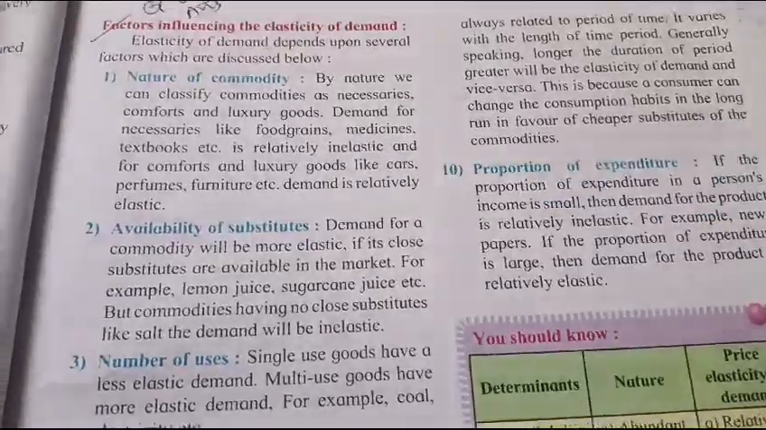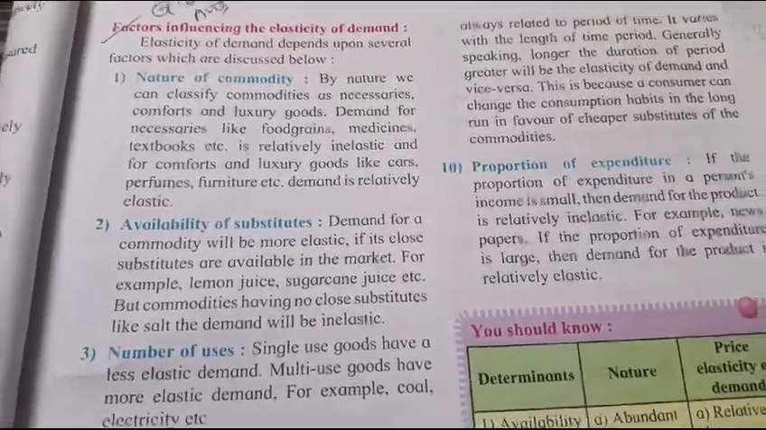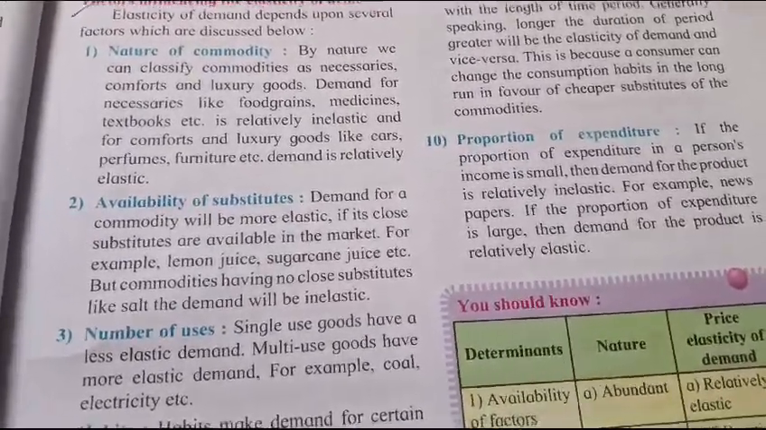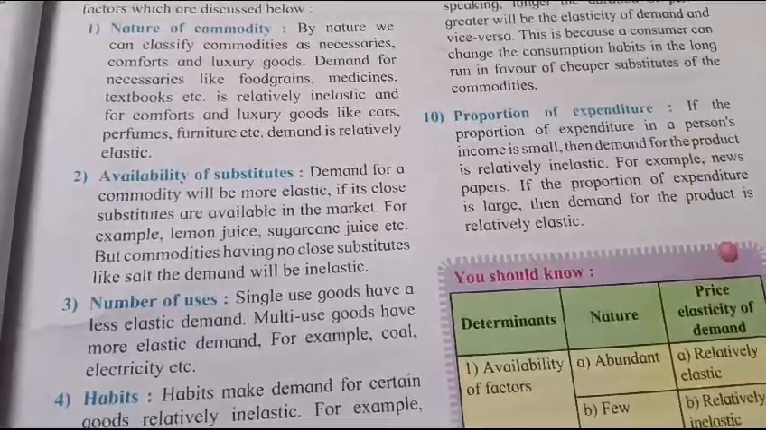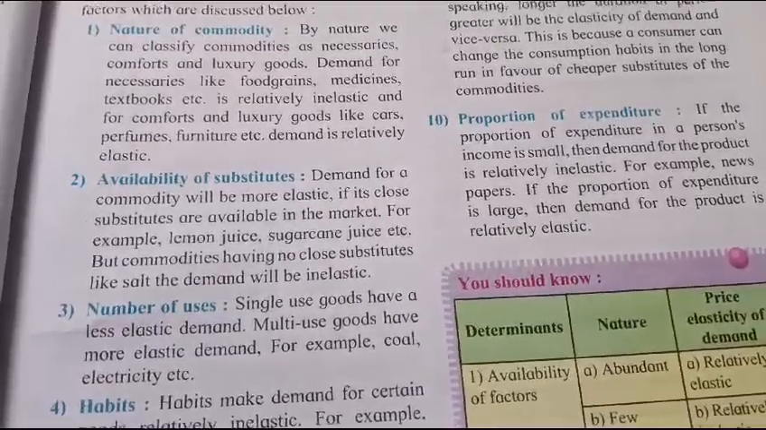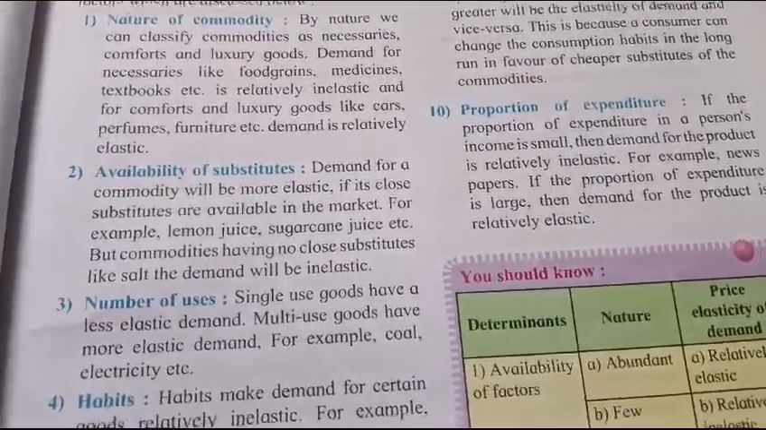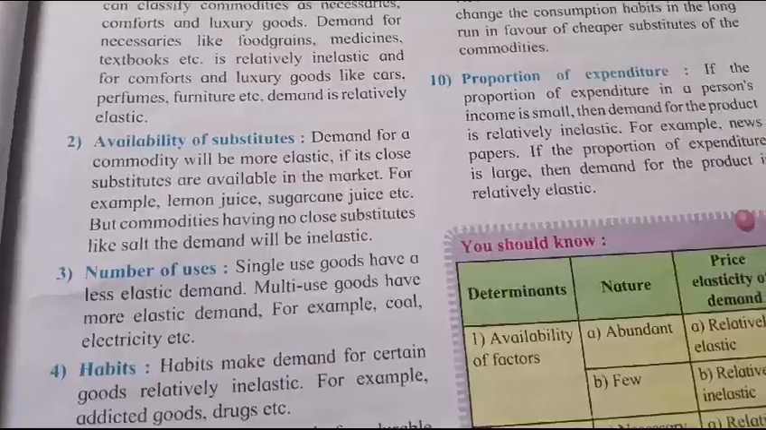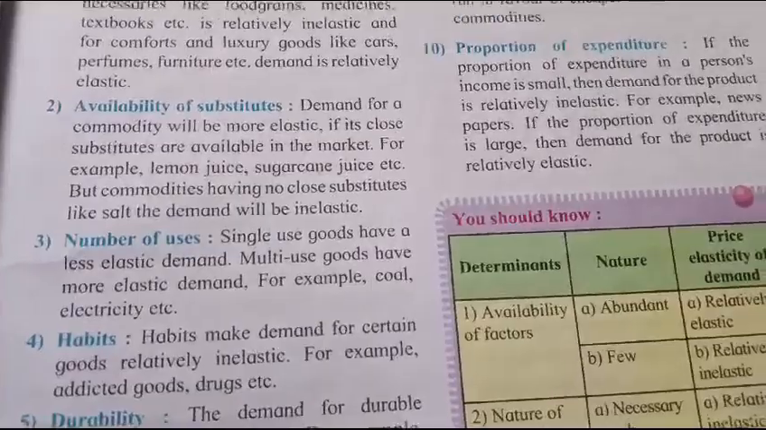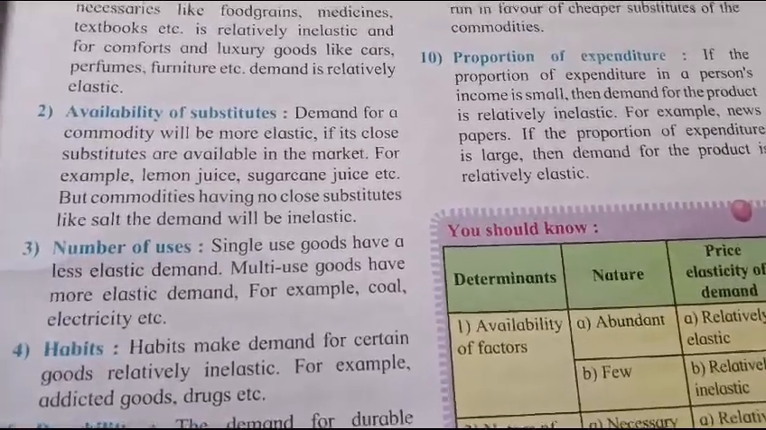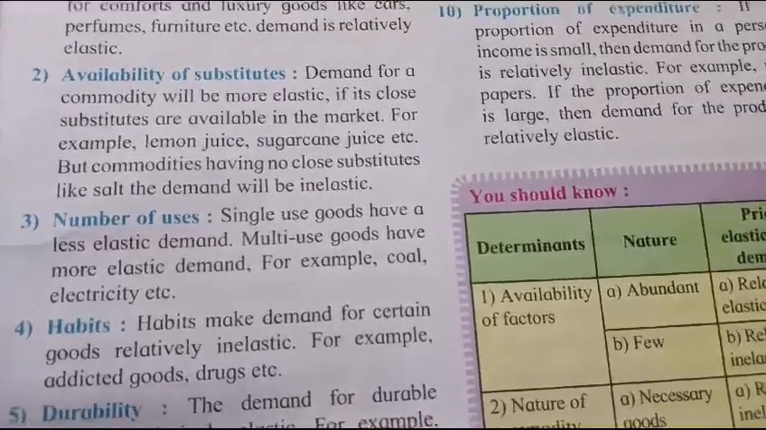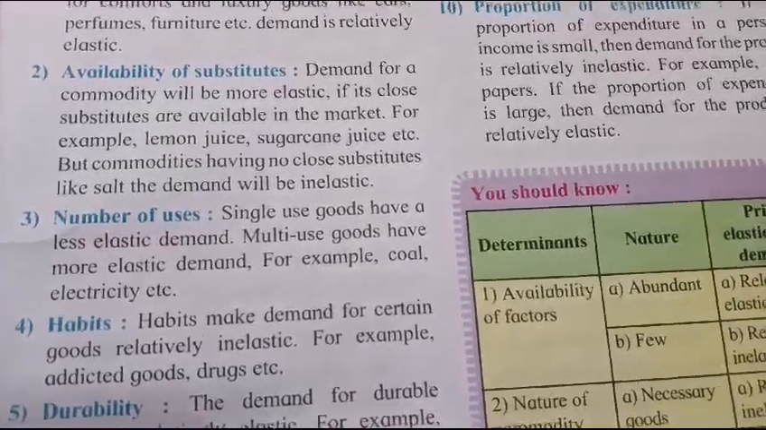Factors influencing the elasticity of demand. Elasticity of demand depends upon several factors which are discussed below. First, nature of commodity. By nature, we can classify commodities as necessaries, comforts, and luxury goods. Demand for necessaries like food grains, medicines, textbooks, etc. is relatively inelastic, and for comforts and luxury goods like cars, perfumes, furniture, etc., demand is relatively elastic.